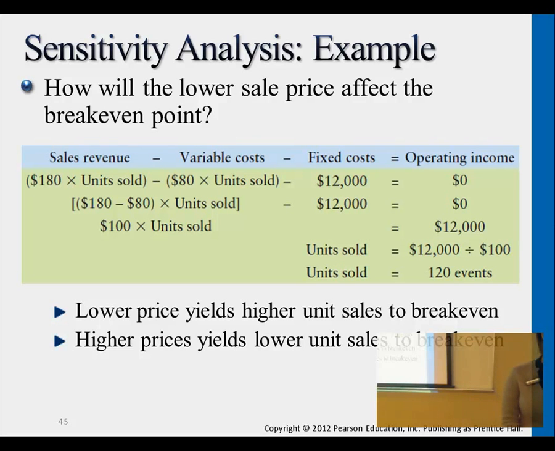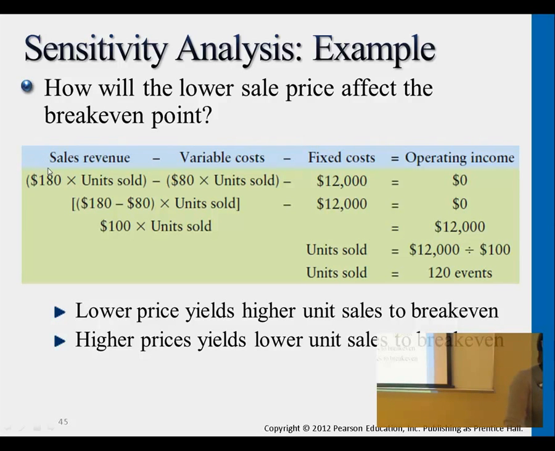Okay. So let's look at this example. If we have a lower sale price, how is it going to affect the break-even point? We went over the break-even point last class, right? We remember that when we're calculating it, our operating income is 0. So we have the same formula that we've worked with for a couple classes already: sales revenue minus variable cost minus fixed cost is our operating income. So let's see what happens if something changes.